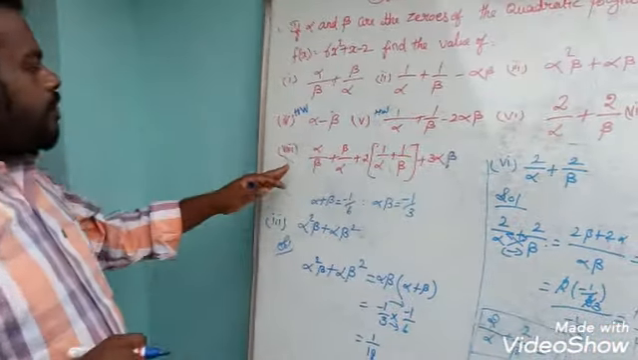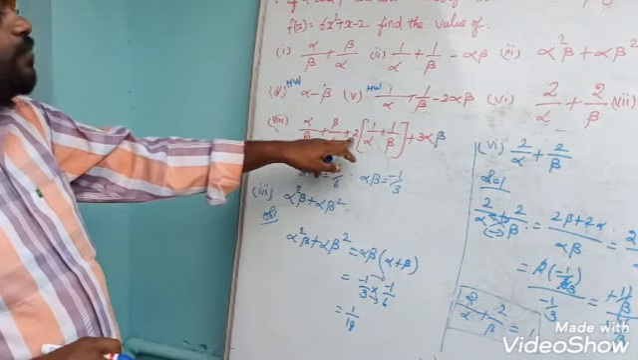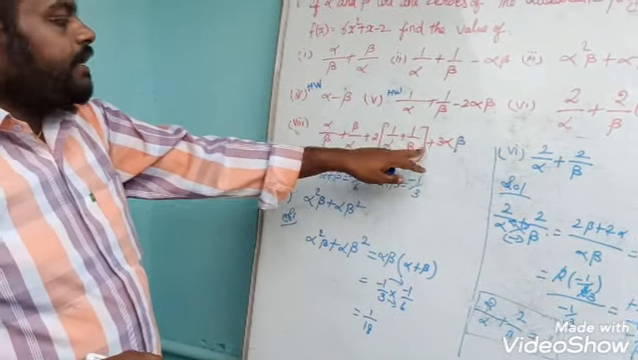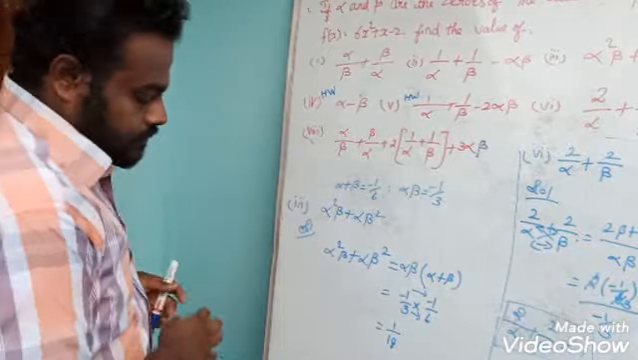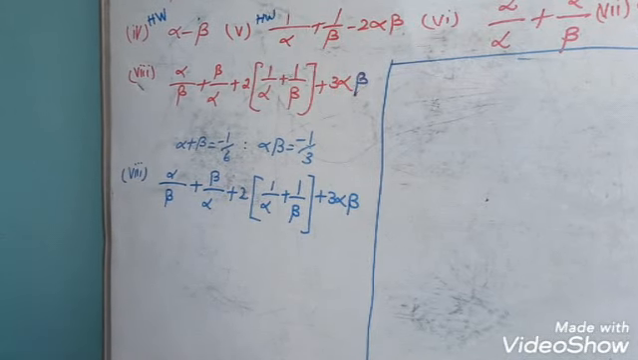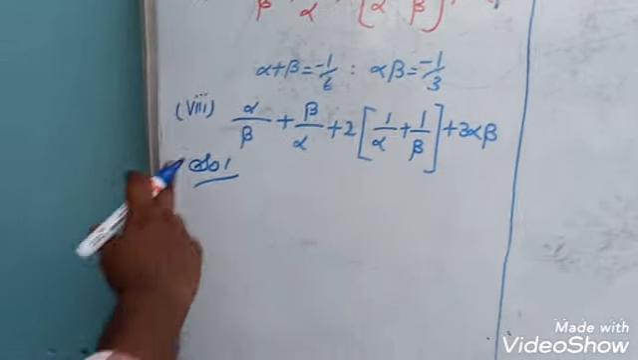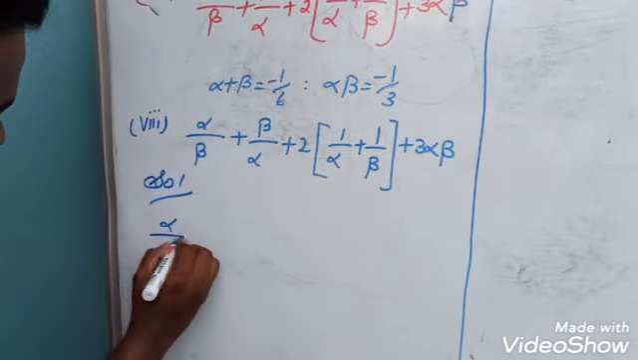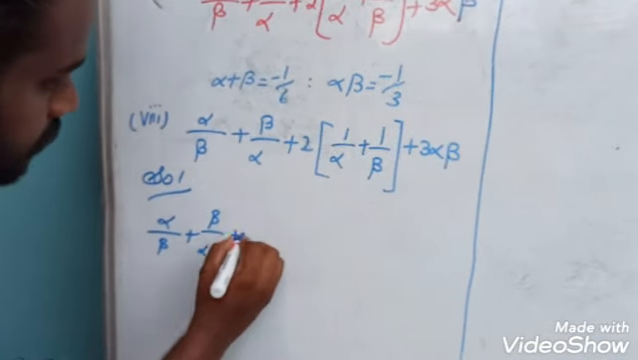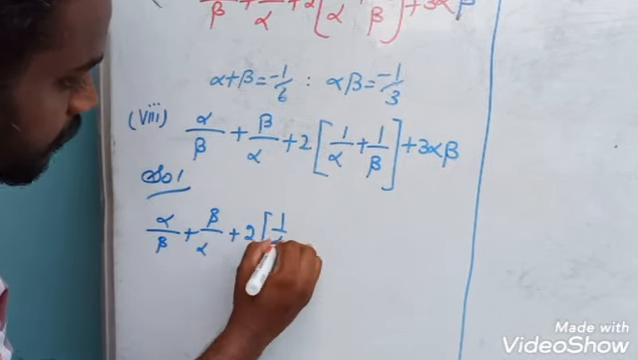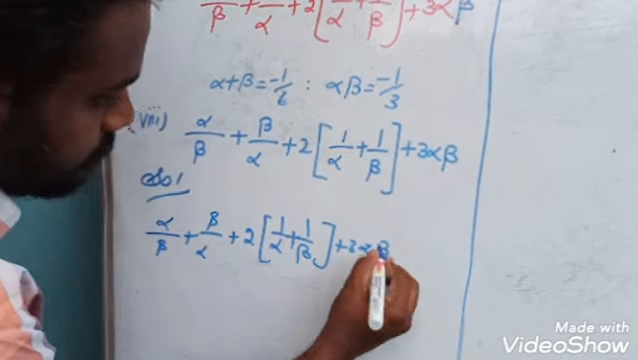Seventh question. Now we move on to question number 8: alpha by beta plus beta by alpha plus 2 into 1 by alpha plus 1 by beta plus 3 alpha beta. Okay, now question number 8, solution. So here alpha by beta plus beta by alpha, plus 2 into 1 by alpha plus 1 by beta, plus 3 alpha beta.